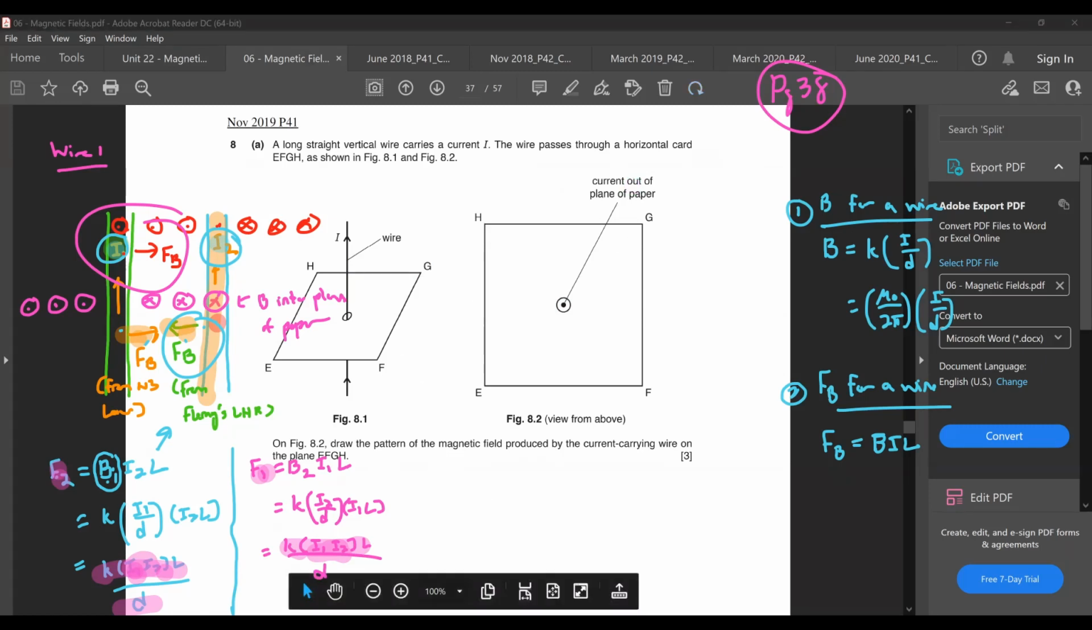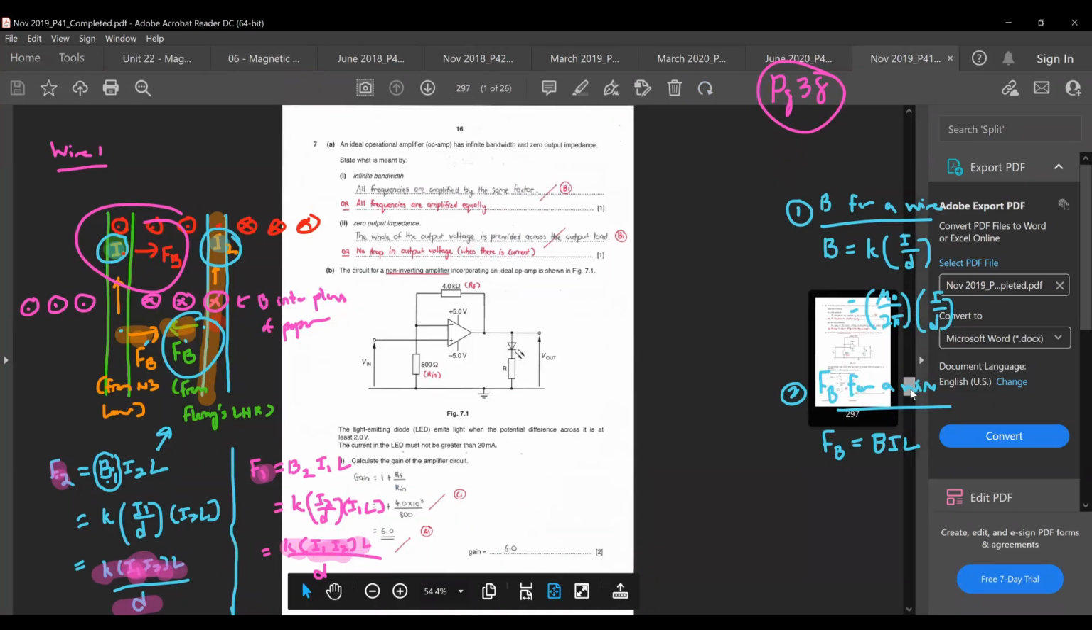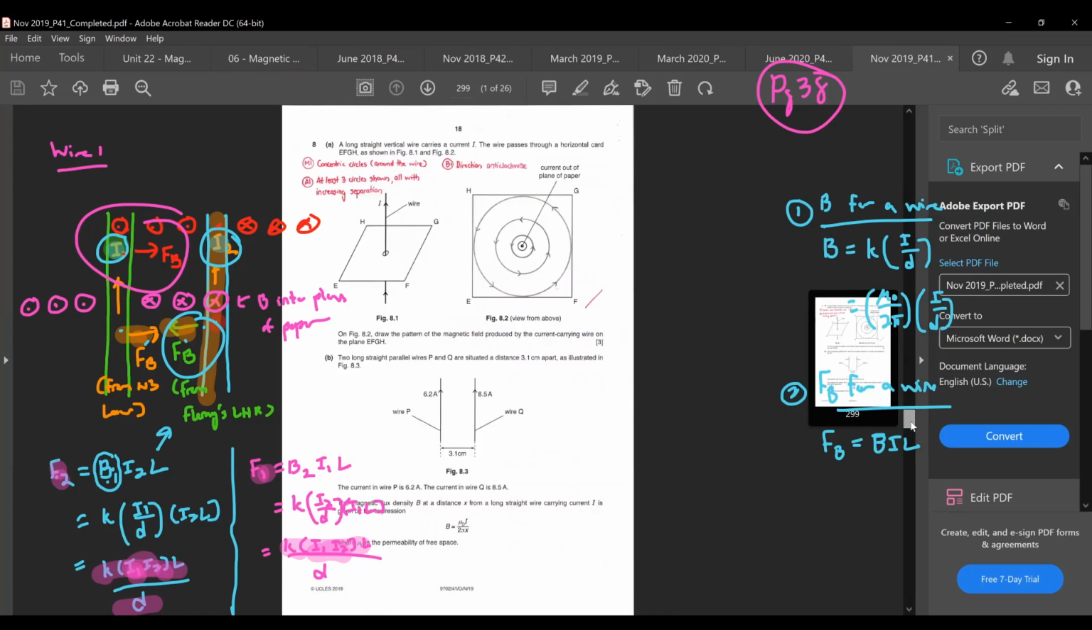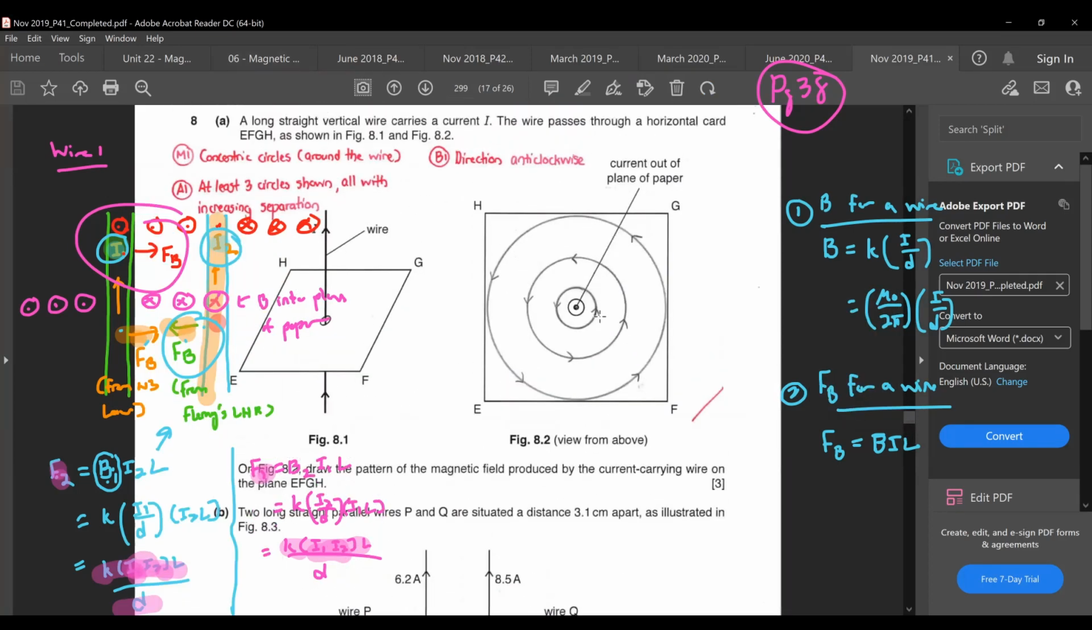Okay, so this one is November 9, 241. We go to that one. So by now you should know you will need to use your right hand grip rule. You need to draw a pattern of concentric circles. So the direction is indicated by your right hand grip rule. So the direction is going counterclockwise.